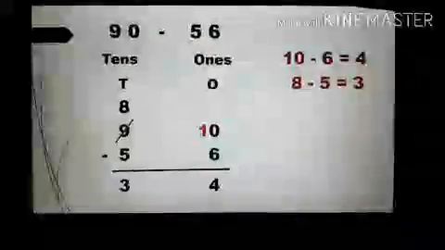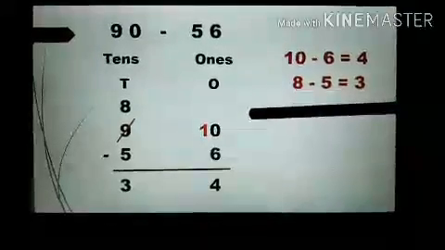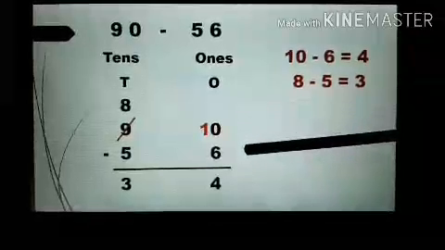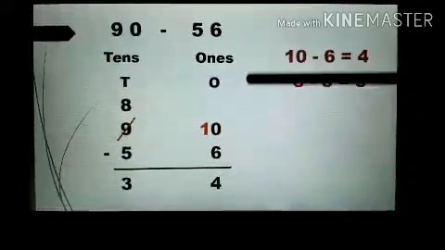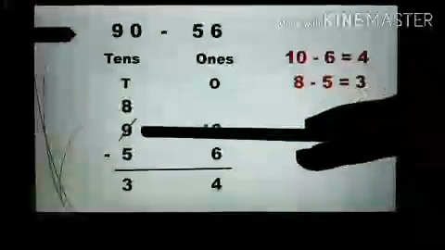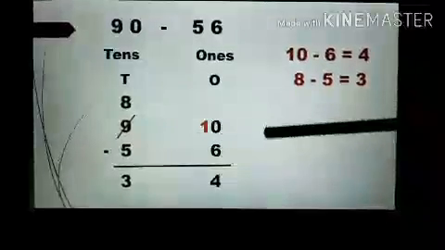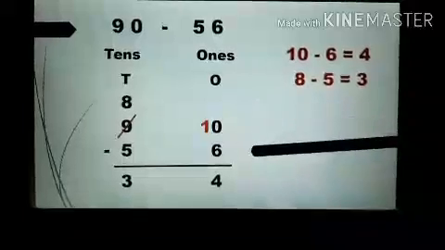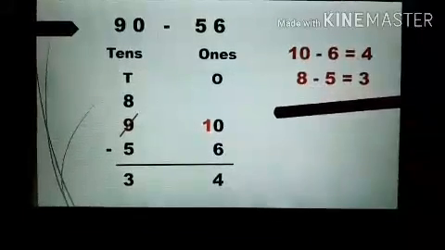Our next example is 90 minus 56. Write down the bigger number first, which is 90, and the smaller number 56 directly below it. Arrange the numbers vertically so that tens and ones place digits are lined up. 90 means 9 tens, 0 ones. 56 means 5 tens, 6 ones. Solve ones column first. 0 minus 6, where 0 is less than 6. How can we subtract?